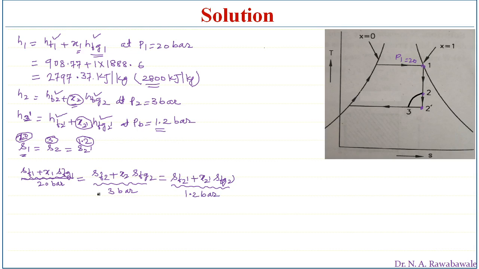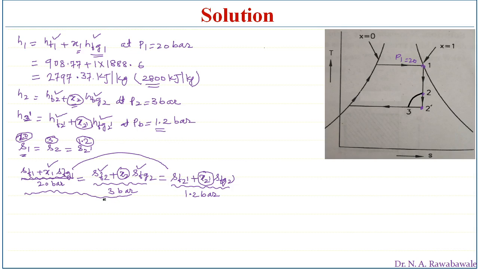So now SF1, X1 value is known because X1, dryness fraction at point 1, is equal to 1. So SF1 and SFG1 can be directly taken from steam table. So these values can be taken from steam table. Equating first two terms, we'll get X2 value. Equating first and last term, we get X2 dash.